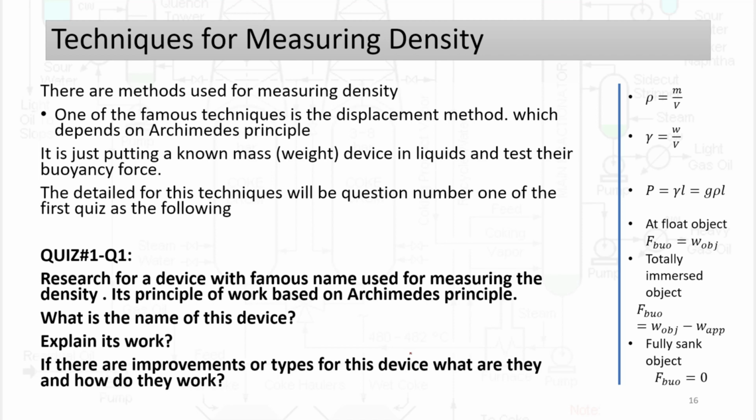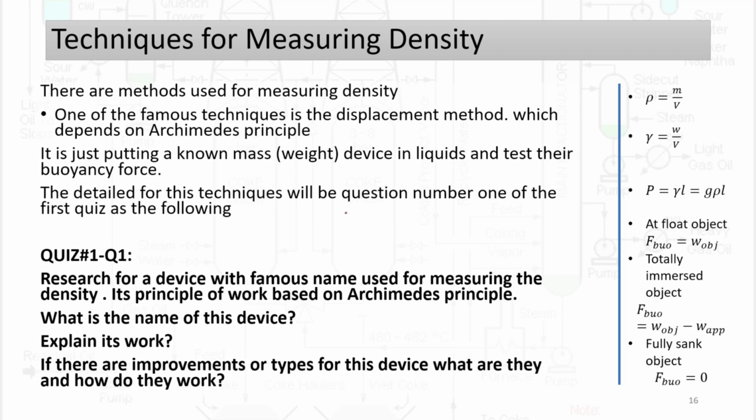Okay, one of the famous methods, and the simplest one, is utilizing the displacement method. What is the displacement method? I know a mass or device which has a known mass and known weight, and I will immerse it inside the liquid. Then test the effects of this liquid and test its buoyancy force. How much?